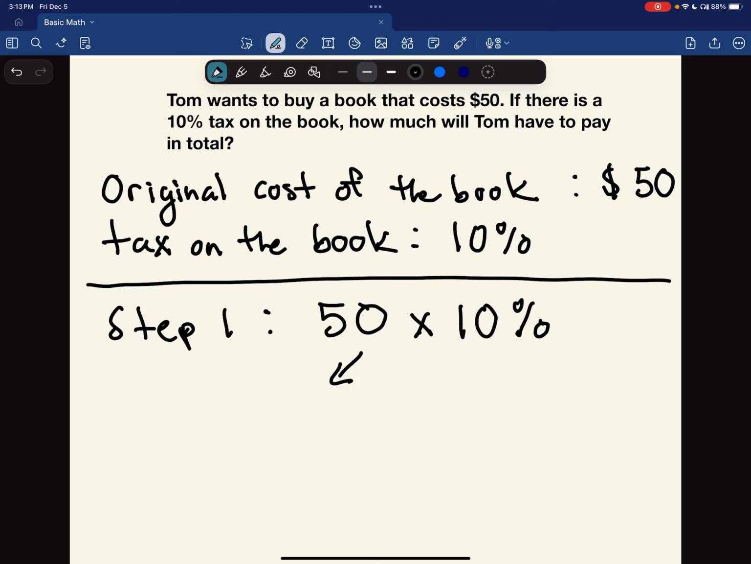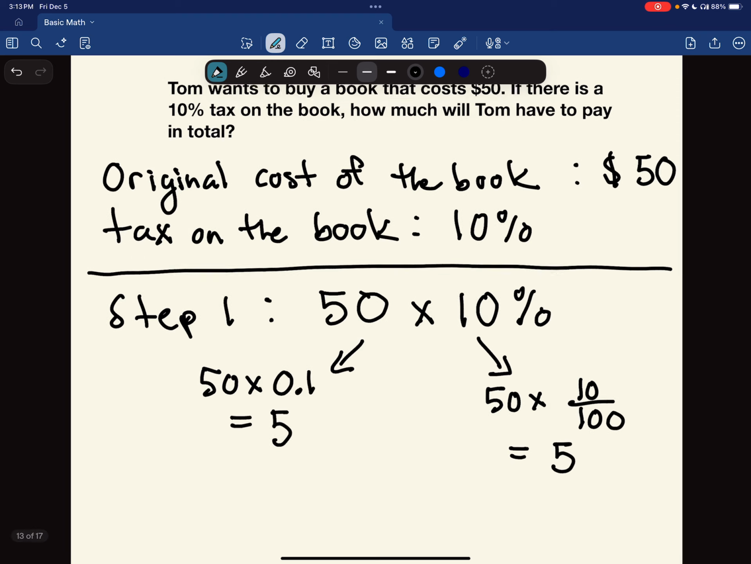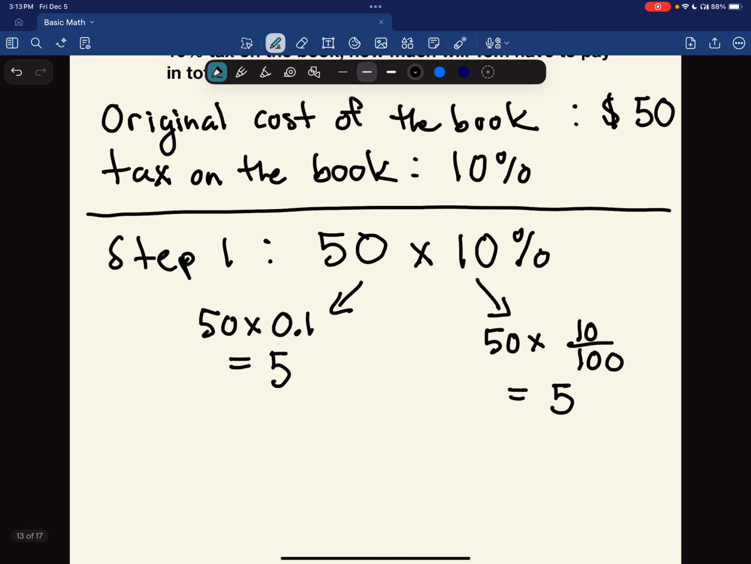So let's go ahead and do both ways. We could do 50 times 0.1, and that would give us 5. So we know the tax is $5. Or we can do 50 times 10 over 100 as a fraction, or 10 hundredths. And this would also give us 5. So from step 1, we know that the tax is $5.